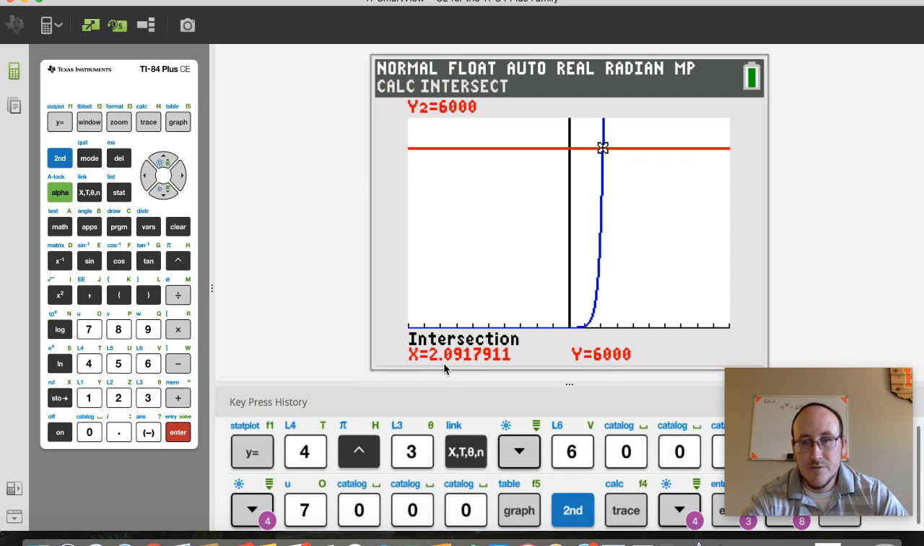So that would be 2.0918. This 9 would force that 7 up to an 8. So 2.0918 would be the solution to this exponential equation rounded to the nearest 10,000th.